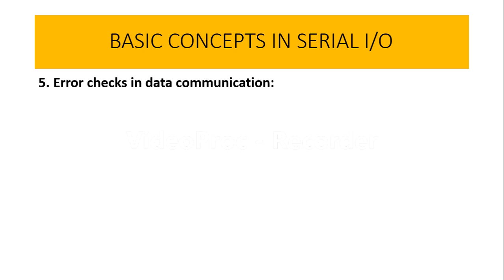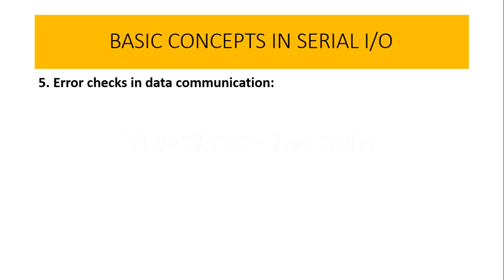Error checks in data communication. Whenever we are transmitting data, different types of errors can occur. There can be a data bit change due to noise, or because there is a difference between the transmitter and the receiver clock, the data bit can be misunderstood.